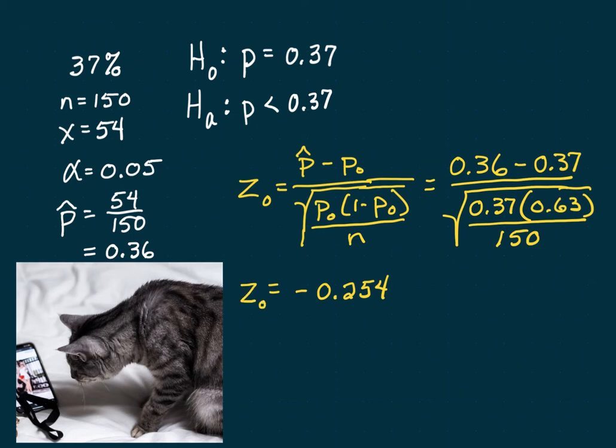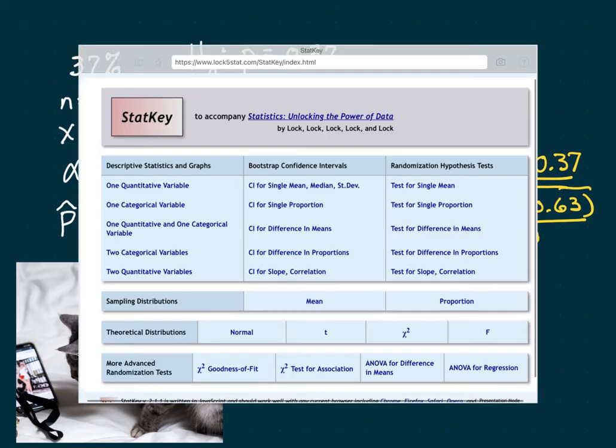The way we're going to test it is to find out what p-value is associated with a z-score of negative 0.254. Now, you could go to a table of z-scores, but for this one part of calculating by formula, you can go to StatKey. All right, and in StatKey, I'm going to go to the theoretical distributions, to the normal distribution.